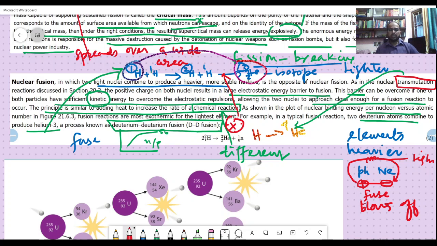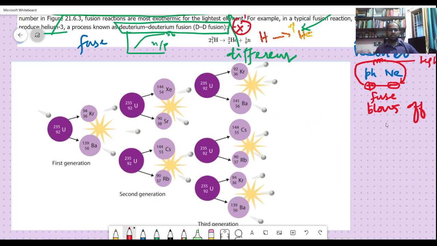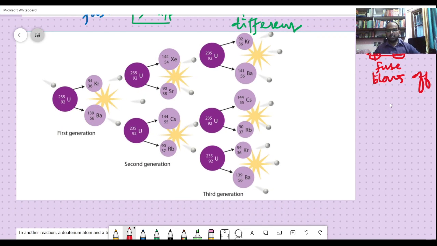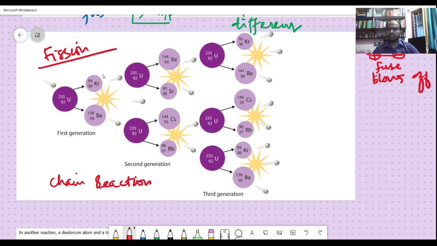Let me show you the figures there. This is the chain reaction. You have uranium-235. Now this is fission. I have just given the definition first. In the fission, you are using uranium-235, and this is the neutron.